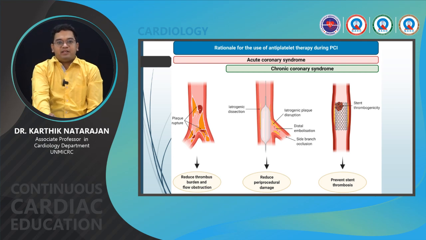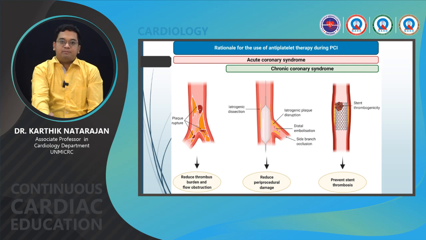In a patient with acute coronary syndrome, the main reason is a plaque rupture or a plaque erosion. So, in these patients post PCI, the main problem which we face is to reduce the thrombus burden and to prevent flow obstruction. This is prevented by antiplatelets.